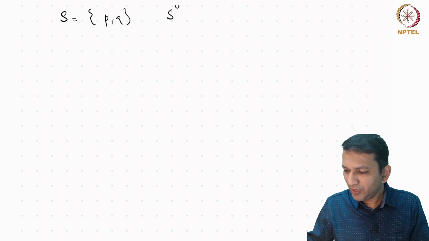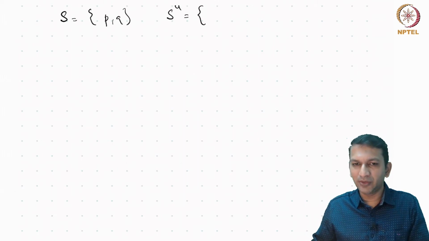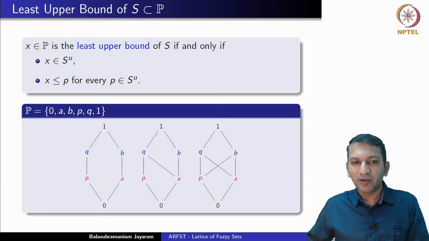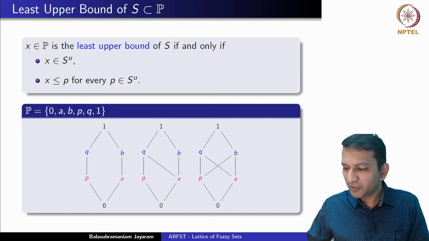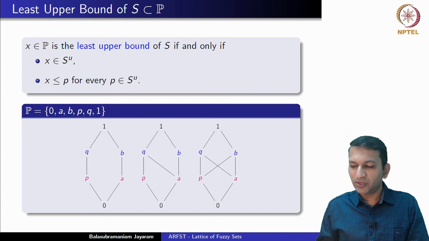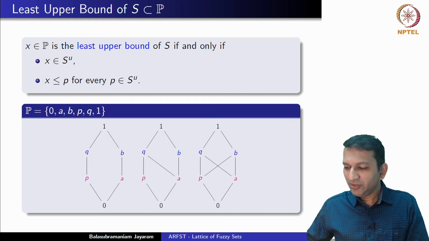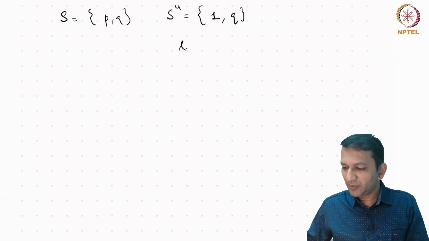Now if you look at S^U, the set of all upper bounds of P, Q, you will see from here that 1 definitely is bigger than both P and Q, but by the definition here, you will see that Q is less than or equal to itself and Q is bigger than P. So the set of all upper bounds S^U of S would be {1, Q}. Now, among these, if you are choosing the least of them, clearly the least upper bound of S is going to be Q.